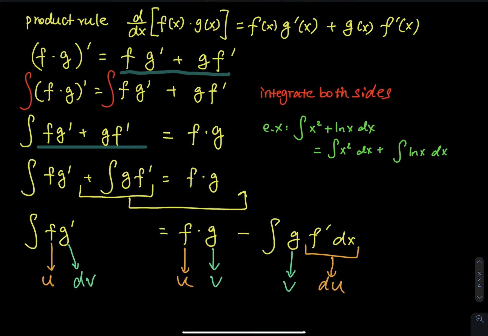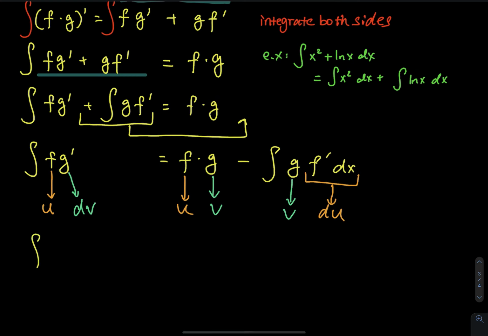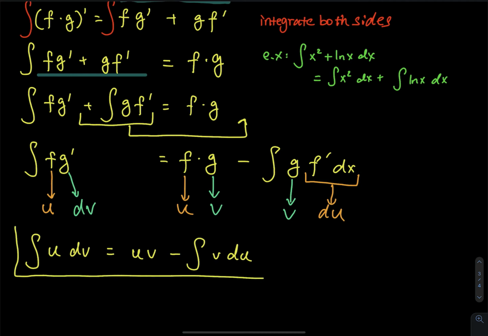Do you see the u's and the dv's? Now we can write things as the integral of u dv equals u times v minus the integral of v du. So this is what we have for the indefinite integral.